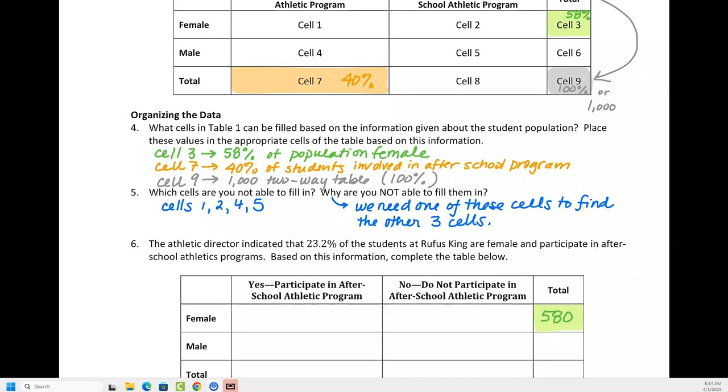Notice too, I'll do cell 9 as long as I'm right here. That cell 9, that's this one, and we know that's going to be 1,000. So right away, I can fill in the cell between them. 1,000 minus 580 is 420.